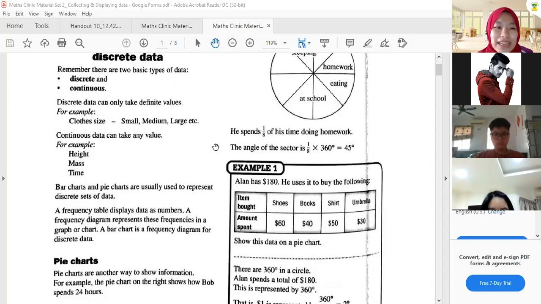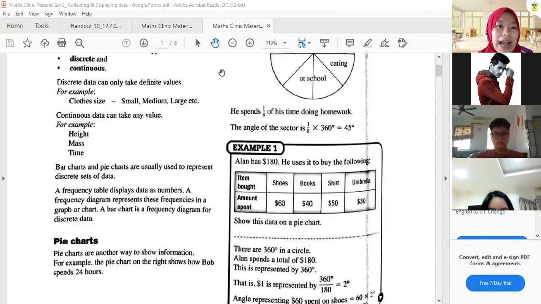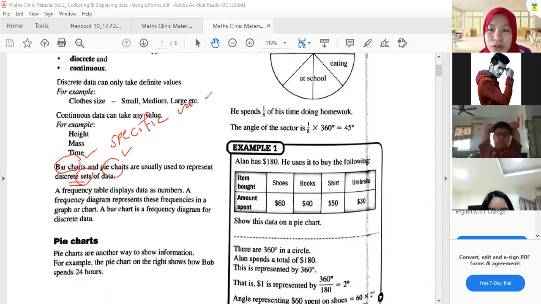Okay, so look at here. In this note, I only highlight bar chart and pie chart. Usually bar chart and pie chart we use to represent discrete data. Remember what is discrete data? When your data has specific value. Who doesn't know how to state or identify whether the data is discrete or continuous?